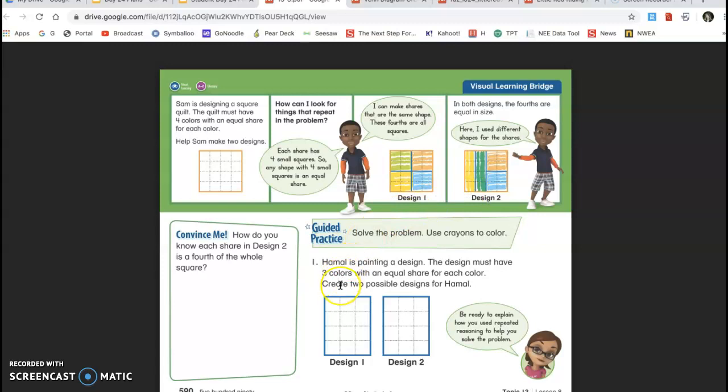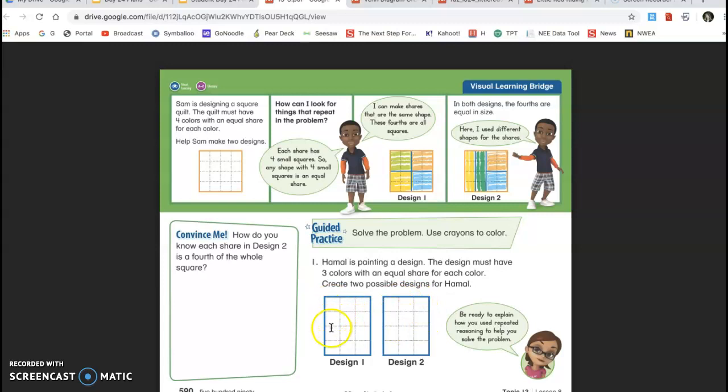And now when you come down here, you are going to create your own for Hamal. Hamal is painting a design. The design must have 3 colors with an equal share for each color. Create two possible designs for Hamal. So for design 1, maybe in this first column, you put 1 color. This next column, you put a different color, and this one here. That seems to be the easiest way. 1, 2, 3 colors.